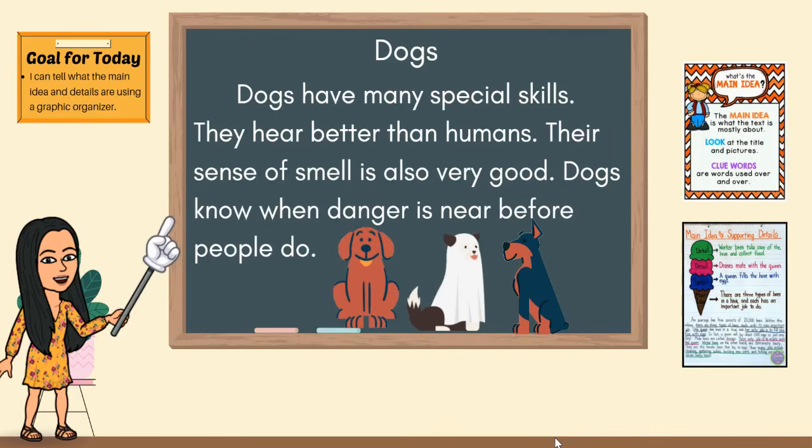Here's another example. I'll read this paragraph again. The topic is on dogs. Dogs have many special skills. They hear better than humans. Their sense of smell is also very good. Dogs know when danger is near before people do.